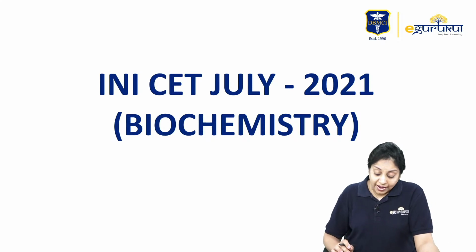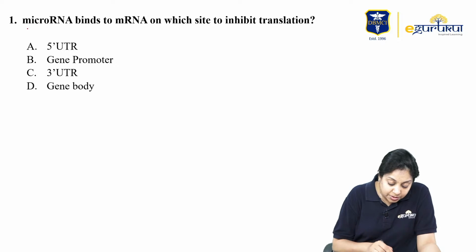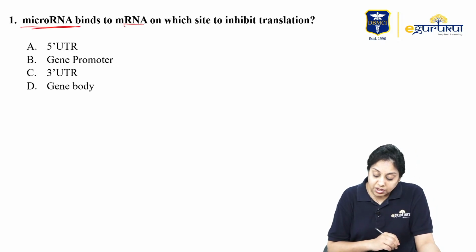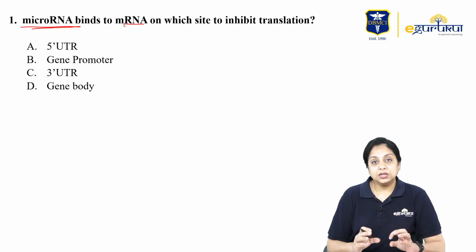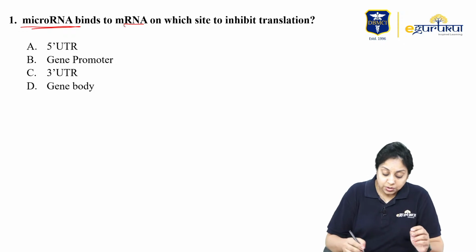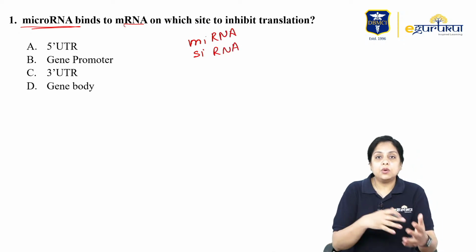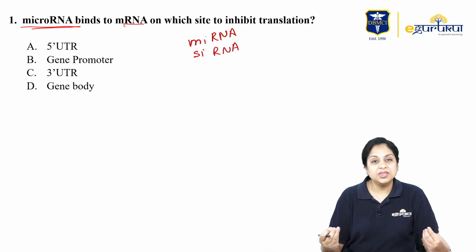Now let's move to INI-CET July 2021 questions, right? There was this question about the microRNA binds to mRNA to which site to inhibit translation. See guys, so many times there is a confusion between all these things. You have miRNA, you have siRNA. This all revolves around a gene therapy concept. Most of you know this is kind of a common thing, gene therapy.